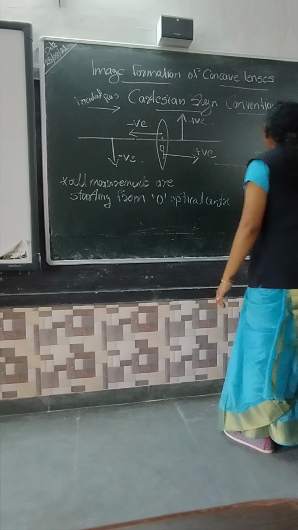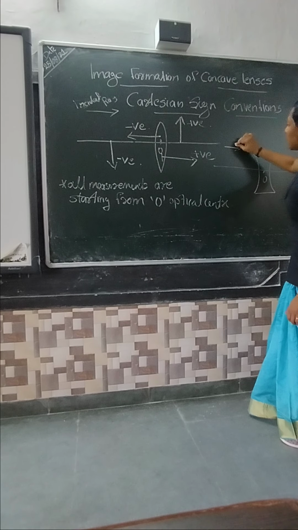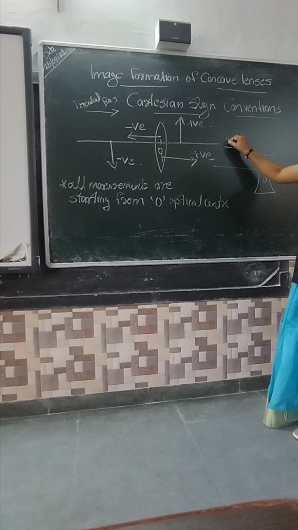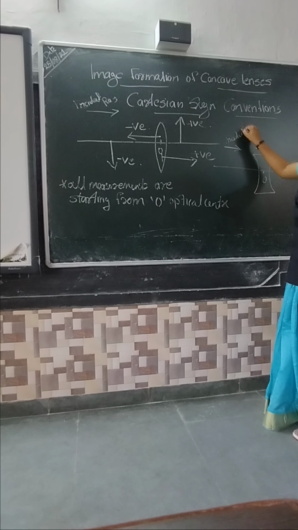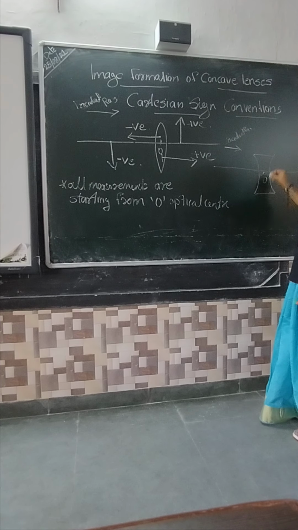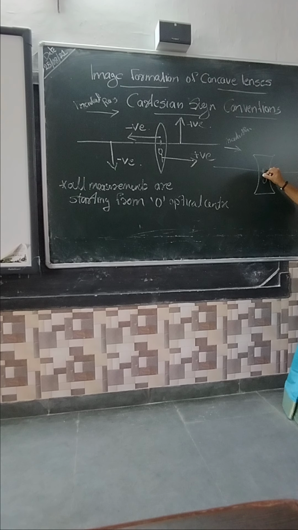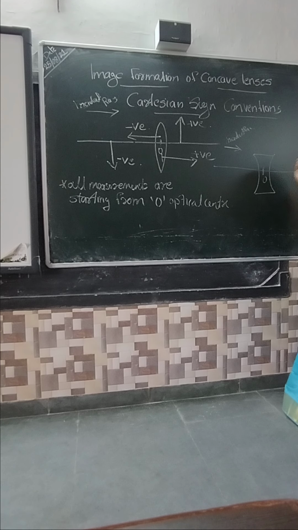Optical center, principal axis. What is this ray? Incident ray. You please tell the answer, okay? I am just asking you. Measurements start from the same rule. No changes in the case of concave and convex. Both have the same rule in the case of Cartesian sign convention.